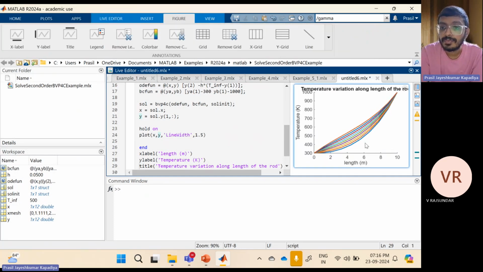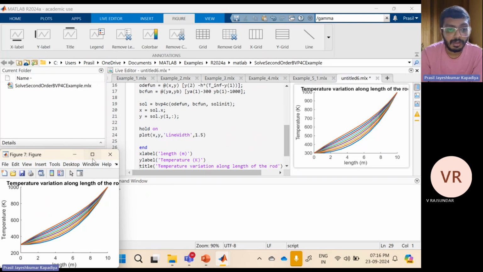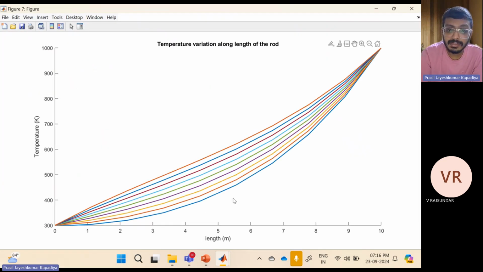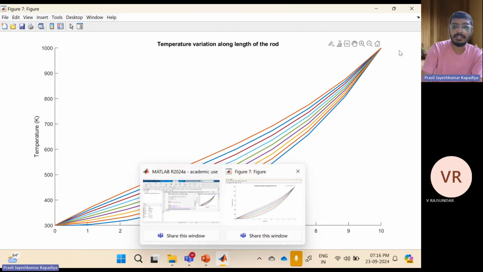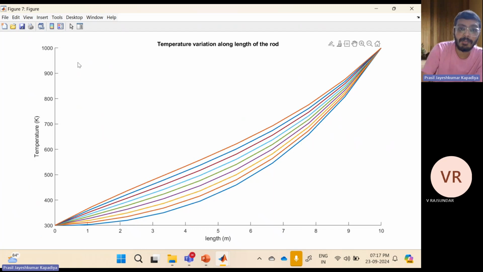Okay, so see, this is how the temperature profile along the length of the rod is varying with the variation in ambient temperature. Here also we can give the legends, but for this MATLAB part, if we give a legend here, it will be very clumsy. So I have not given a legend. So we can see that at 100, 200.